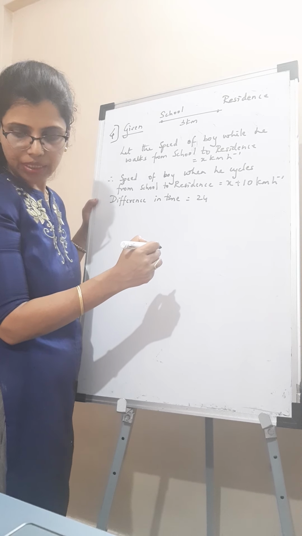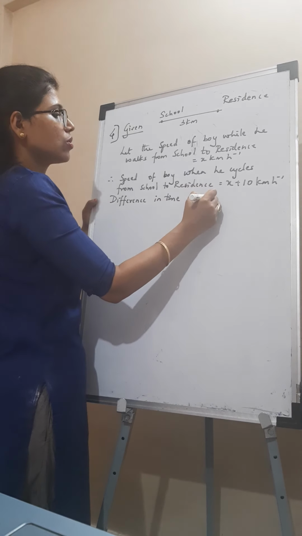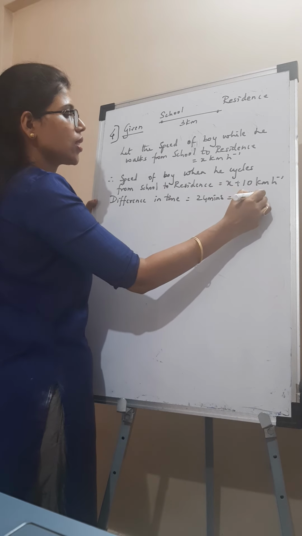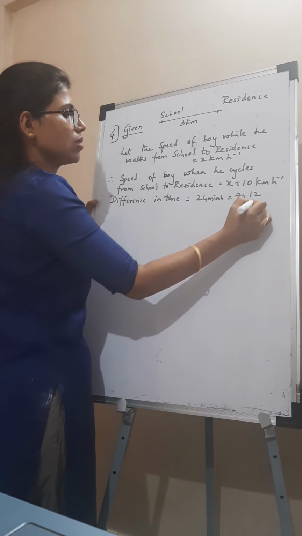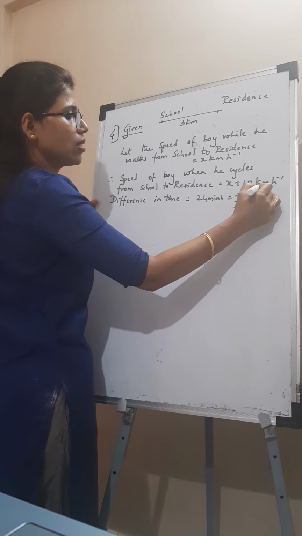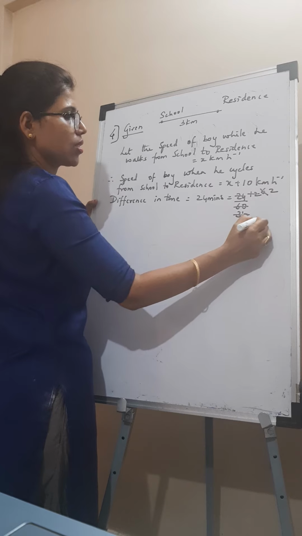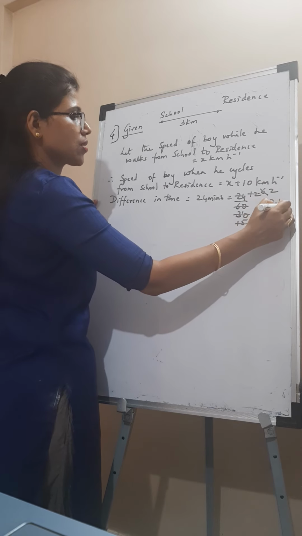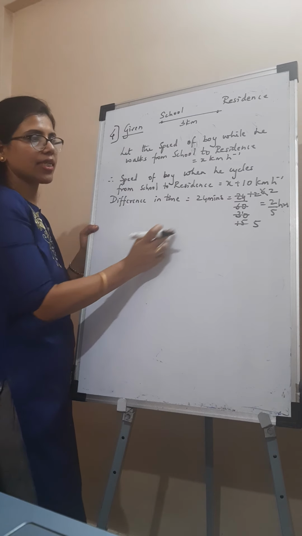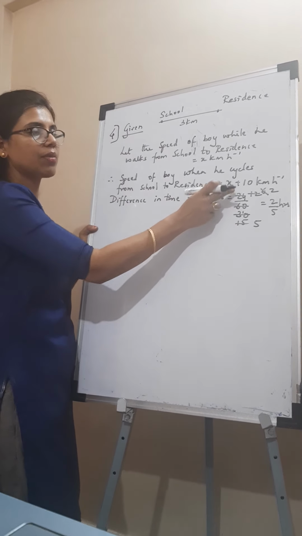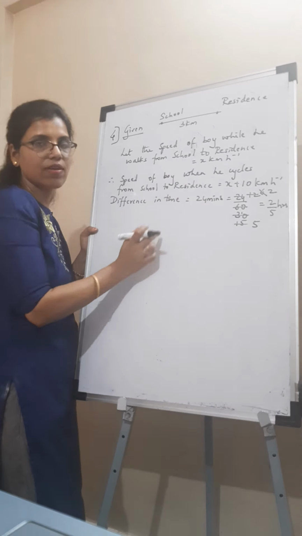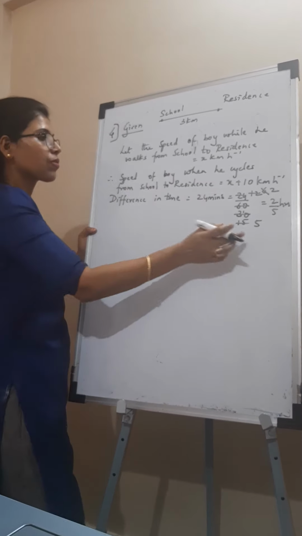So 24 minutes, you are converting it as 24 upon 60. Simplifying, you are getting 2 upon 5 hours. That fraction you have simplified. As I told you before also, when you are converting minutes into hours, small to big, you divide. So divide by 60, as 1 hour is equal to 60 minutes.